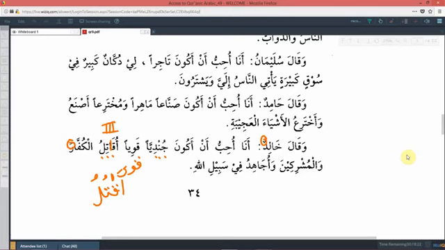Wa-Ujahidu fi sabilillah, and I will fight. Jim, Ha, Dal, Ujahidu, Jahada, Yujahidu. I will fight, I will struggle. Fi sabilillah, in the way of Allah. Sabil is way or path of Allah. Mudaf, mudaf ilayh.